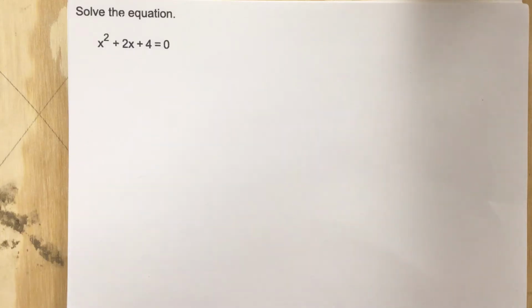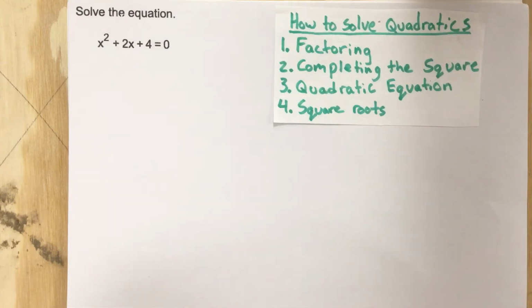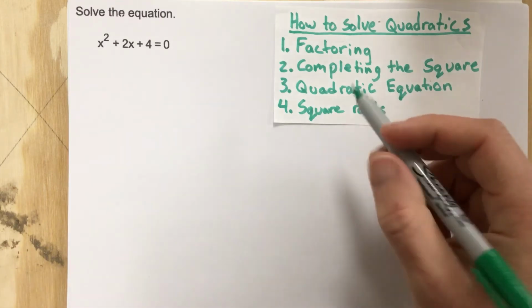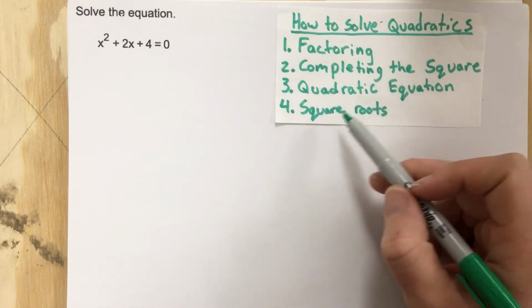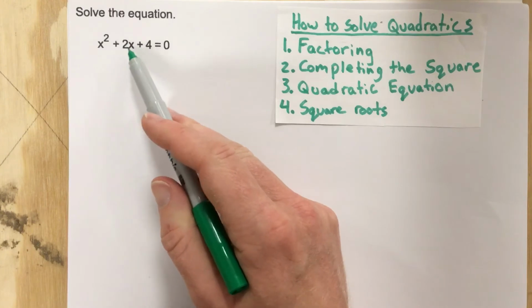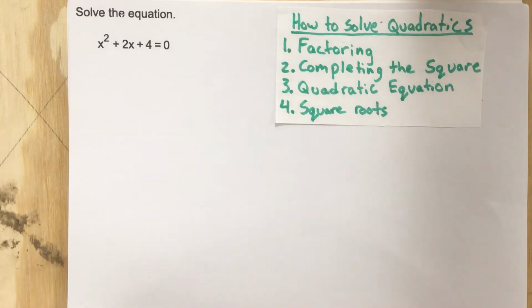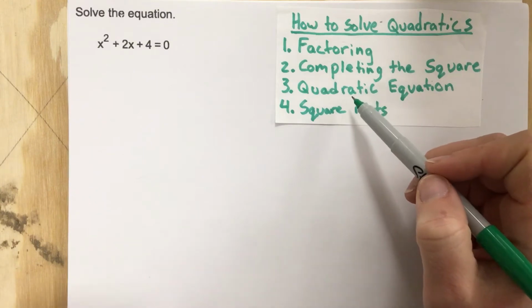This is problem number 3 for assessment number 6. In this problem it says solve the equation and it gives you a quadratic. And we need to remember that we have really 4 different ways to solve quadratics. We can factor them, we can complete the square, we can use the quadratic equation, or we can use square roots. Square roots is out for this problem because we have a middle term of 2x. So it's really between factoring, completing the square, and the quadratic equation.